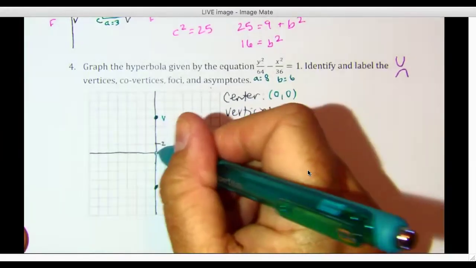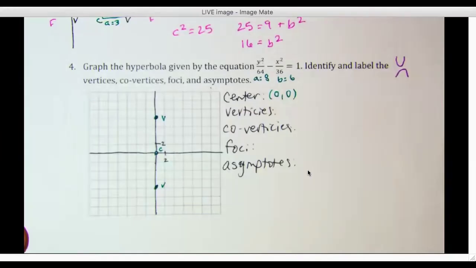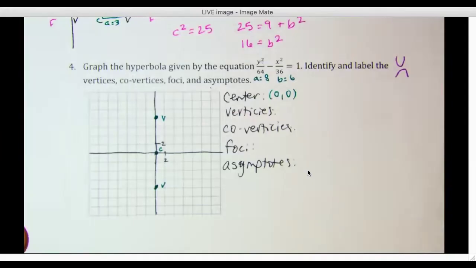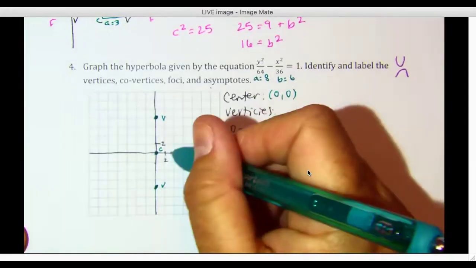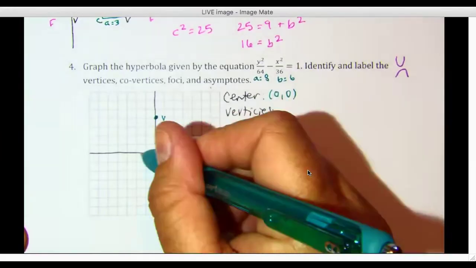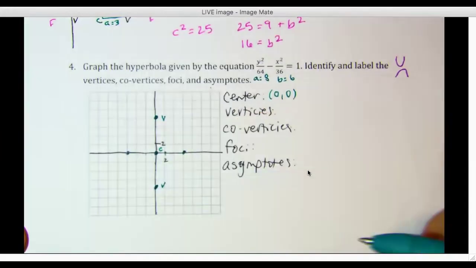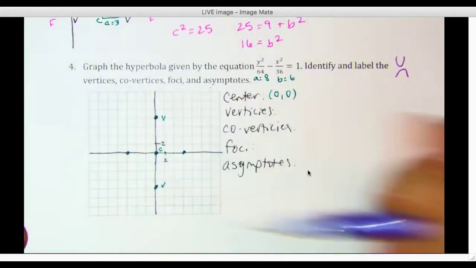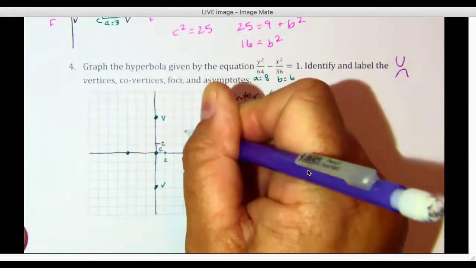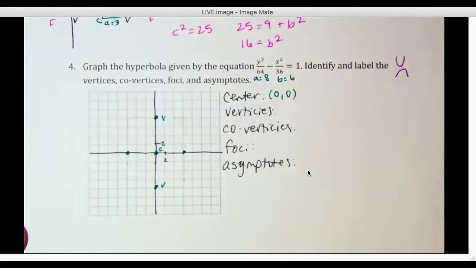Then I have my center here. And then my co-vertices are going to be out to the side. Those aren't actually points on our graph, but they help us to draw that box for our asymptotes. So counting out 6 in each direction, 2, 4, 6, 2, 4, 6. And now I can actually draw my entire graph. Once I have all these 4 points plotted, I'm going to real lightly in pencil draw this rectangular box that's created from those 4 points.